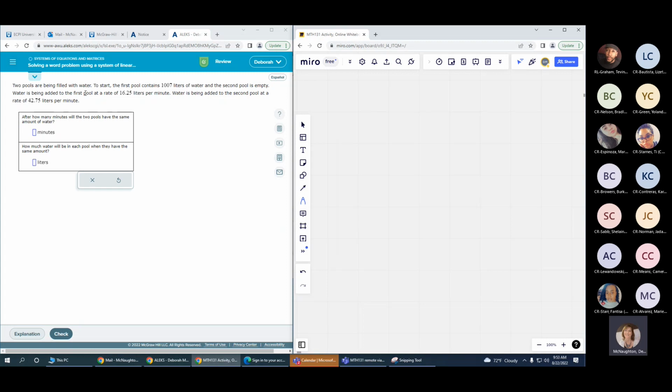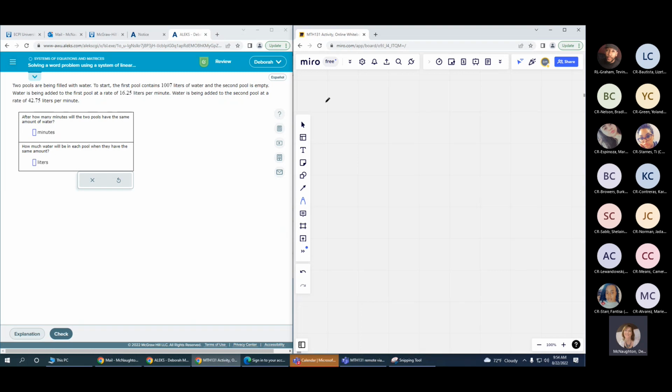Okay, 2 pools are being filled with water. The first pool contains 107 liters of water, and the second pool is empty. Water is being added to the first pool at a rate of 16.25 liters per minute. Water is being added to the second pool at 47.75 liters per minute. After how many minutes will the pools have the same amount of water?